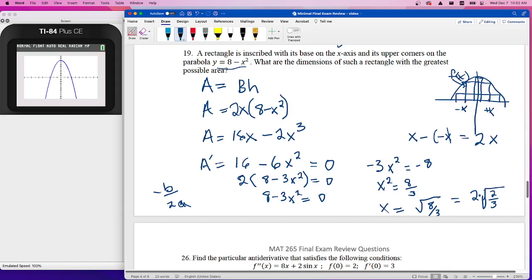So what would the dimensions be? Well, the dimensions of the rectangle, the base would be 2 times x. So 2 times this.